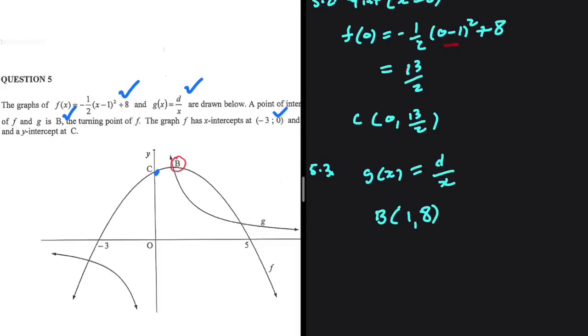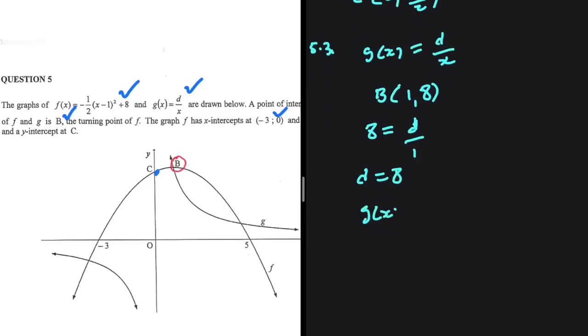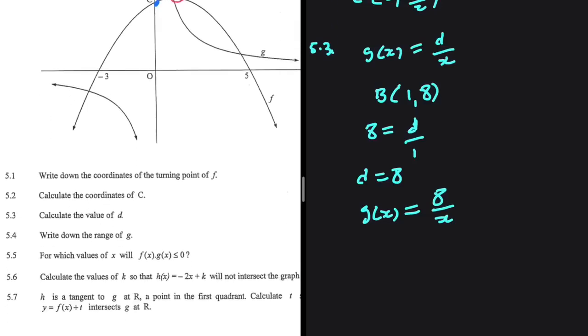If we substitute that into g of x, which we can do with no issues whatsoever because B lies on g of x and f of x, we're going to have 8 in place of the y value being equal to d divided by x, which is 1. It should be easy to see now that d is equal to 8. So basically, g of x is equal to 8 divided by x. That is 5.3. Seems like all is going well. 5.1, 5.2, 5.3.